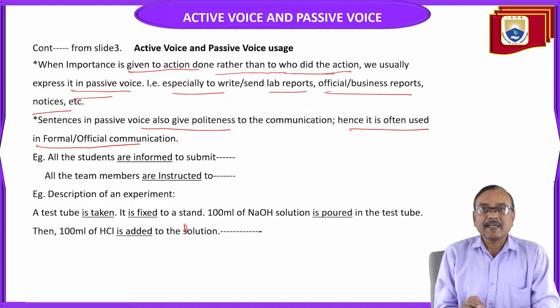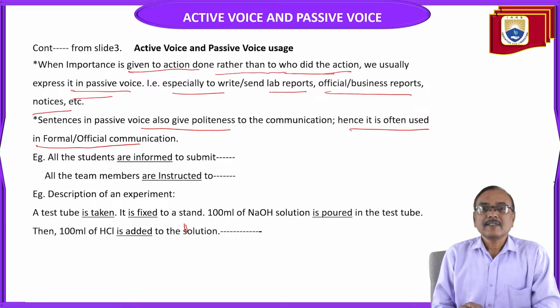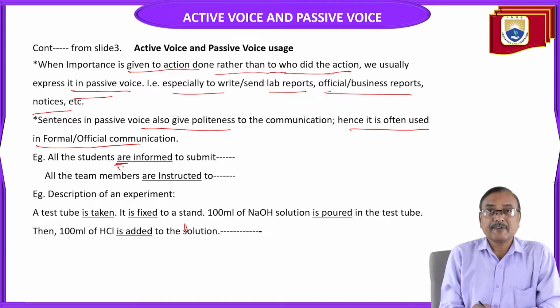You can see an example here: all students are informed to submit their original certificates by such and such date in the college office. We don't order them, just say the students should submit. If we say they should submit, it is like dictating terms. It will not be polite. So here we use polite language. All students are informed. Here, are is the passive helping verb, a B form, and informed is the V3 form. All students is the subject.